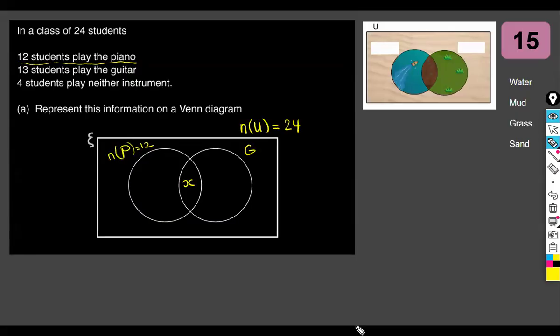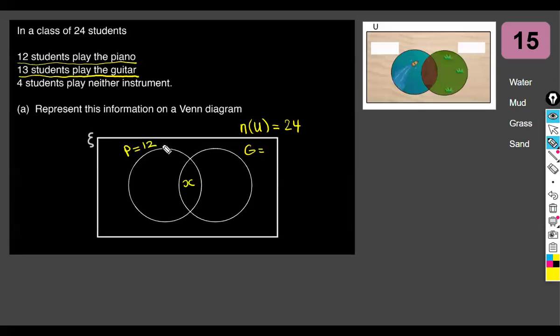I'll label it properly. The next one now. 13 students play the guitar. Look how they phrase that. They never use the word only or alone. So that also goes on the outside, right? Just for simplicity today, guys, I'm just going to leave out the end, but we're already supposed to put in the end, right? But I'll put it in at the end of the question, right?